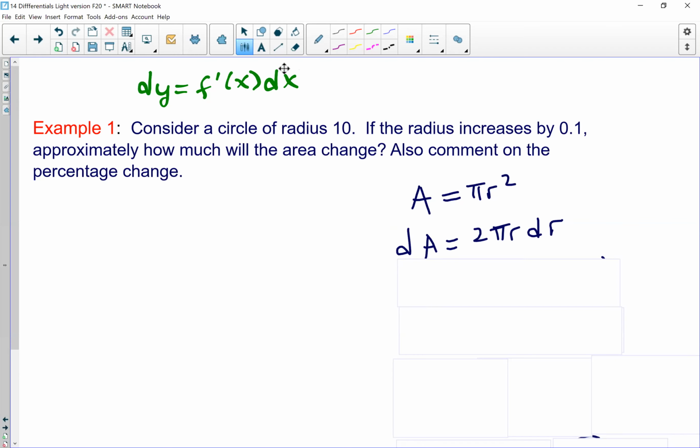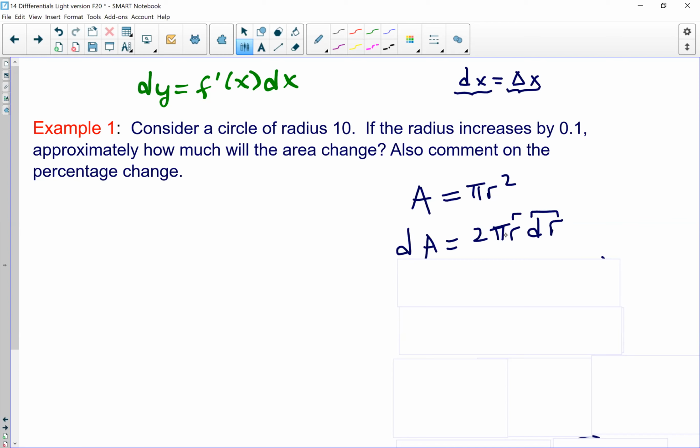Again, we're following this general formula. And in this situation, your radius was 10. The change in r, dr, is the same as 0.1. So basically know that we use dx and delta x interchangeably. A small change in x can be represented by delta x or it can be represented by dx. Here we have a small change in r, so that's our dr. So that change is 0.1.